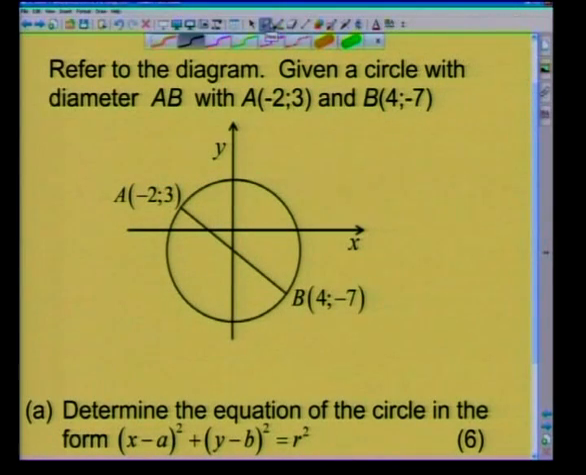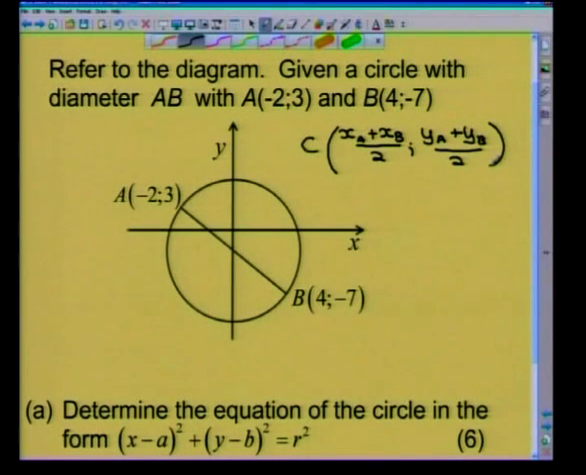Well, to get the center, we would say the center C, let's call it that, can be found by using the x of A added to the x of B, divided by 2, the y of A plus the y of B, divided by 2. Of course, your formula sheet will show x1 plus x2, y1 plus y2, and all I've done is make it specific for this drawing by giving little subscripts A and B.